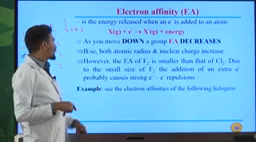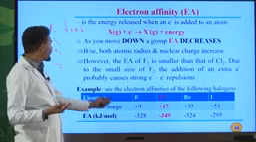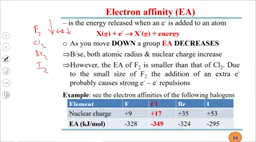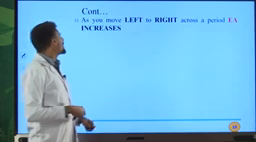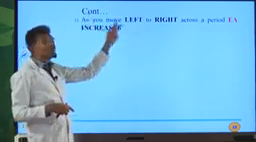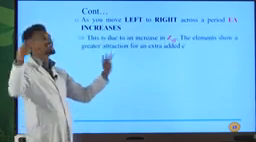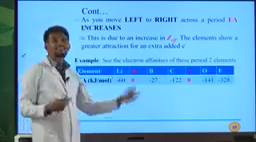Look at the electron affinities of these elements. For halogen family elements, the electron affinity of fluorine is 328. Chlorine is 349. This is higher than the electron affinity of fluorine because fluorine has a smaller size when compared with that of chlorine. I already told you about this one. So all the time try to remember that chlorine has higher electron affinity than fluorine. But as you move from left to right across the period, electron affinity increases. This is due to an increase in the effective nuclear charge. The elements show greater attraction for an extra added electron.